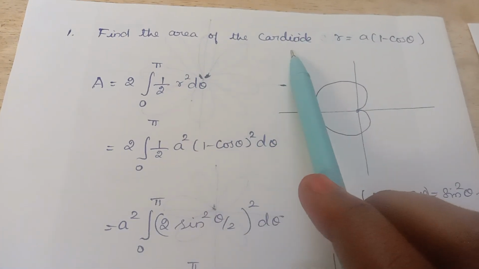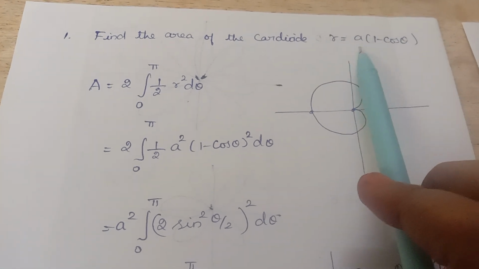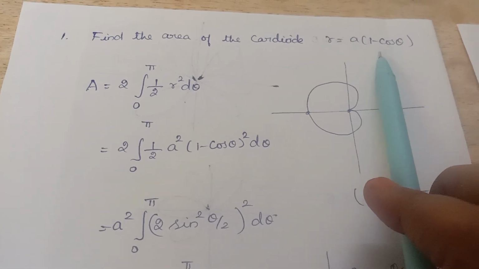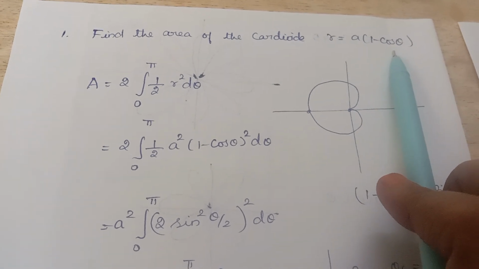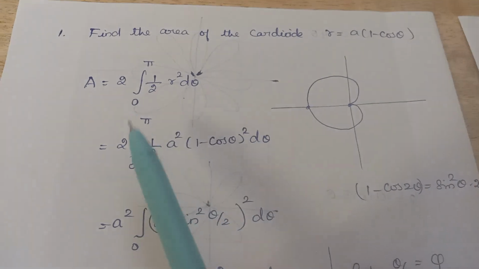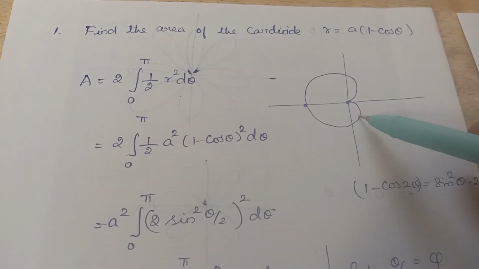Find the area of the cardioid r equal to a into 1 minus cos theta. Since it has cos, the cardioid will lie horizontally, and a minus a cos theta means it will lie on the left side, isn't it? So what's the formula? They are asking for the area of the full cardioid.